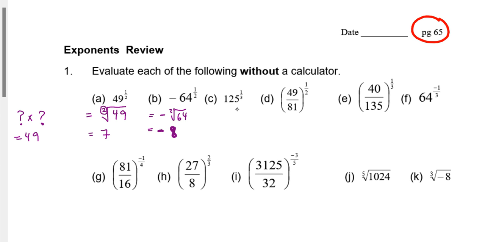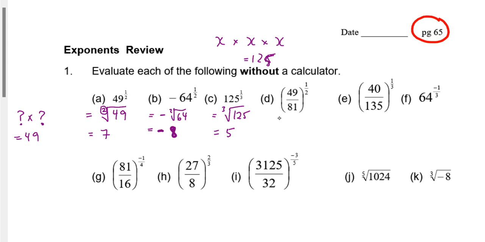All right, 125 to the 1/3 is the cube root of 125. So you're looking for a number that you multiply, a number times a number times a number, that has to equal 125. And that number is going to be 5, because 5 times 5 is 25, and 25 times 5 is 125. So the cube root of 125 would be 5.